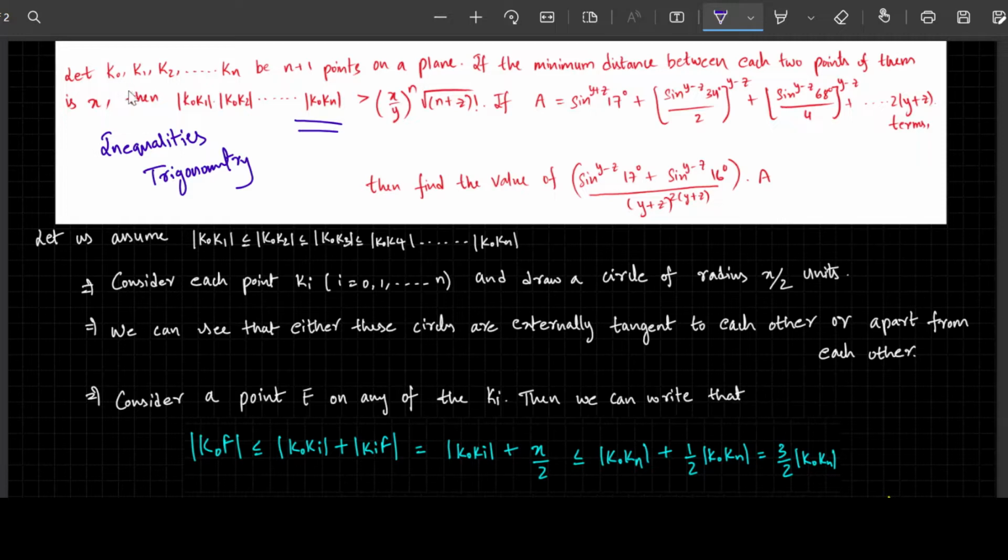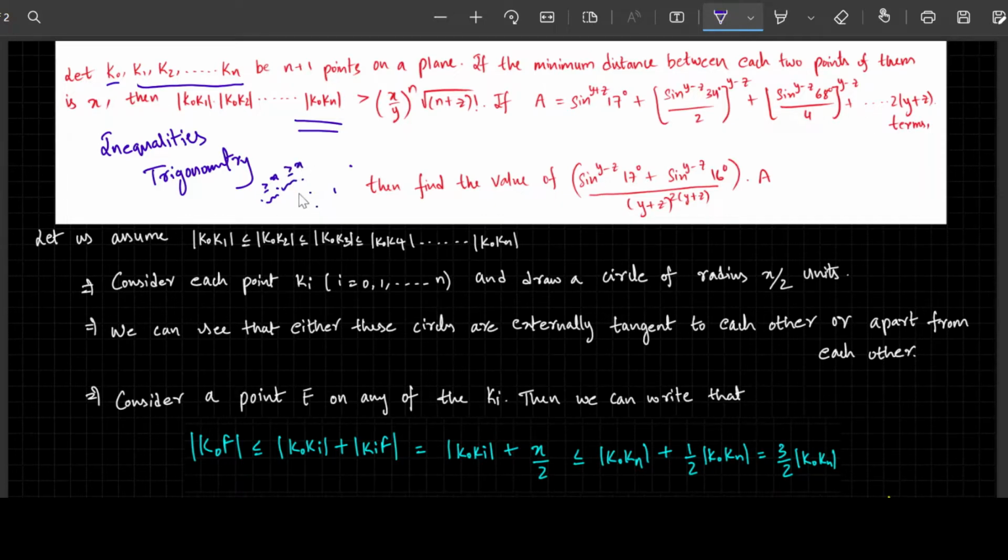So let k0, k1, k2, and so on till kn be n plus 1 points. Fine. So these are n points and this is 1, so n plus 1 points on a plane. If the minimum distance between each 2 points of them is x, so if you're choosing some random points like this, k0, k1, k2 and till kn, any 2 points that you choose, the minimum distance between them should be x. So the distance between them should not be less than x at all. Fine. So if I choose this, the distance should be greater than or equal to x.